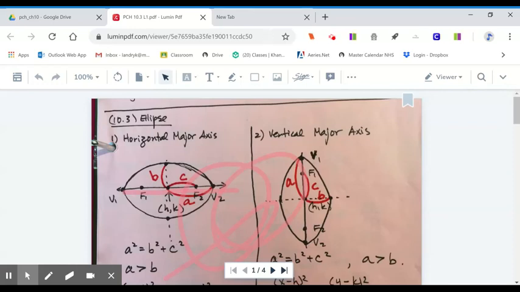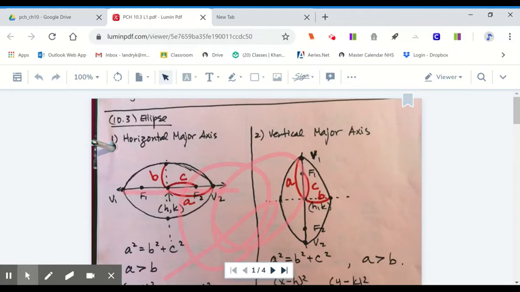Hi, so we're going to talk about the ellipse today. We'll probably spend 2 days on it, and I'm going to go straight to the formula and introduce you to doing some problems. So here's my high-level summary.